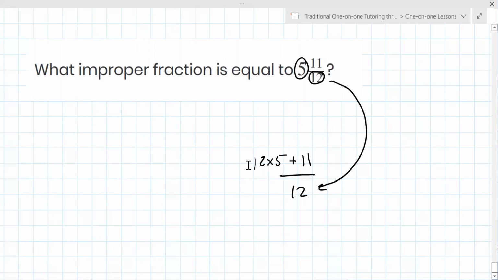Do you have your multiplication table? Can you tell me what 12 times 5 is? 60. And then 60 plus 11, can you tell me what that is? 60 plus 11, Michael. 71. No, you're adding. You multiply the two numbers on the outside and then you add that next one. So it's 71 over 12.